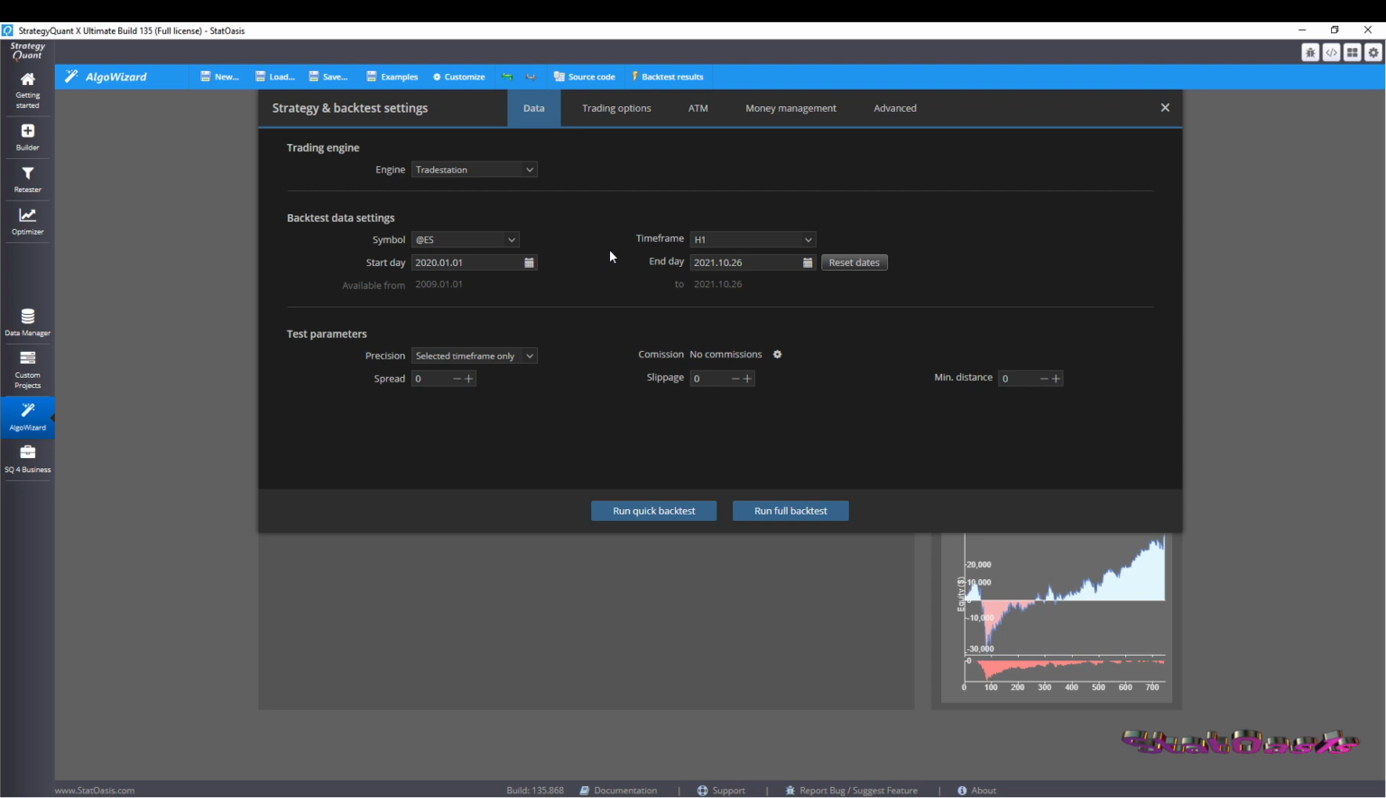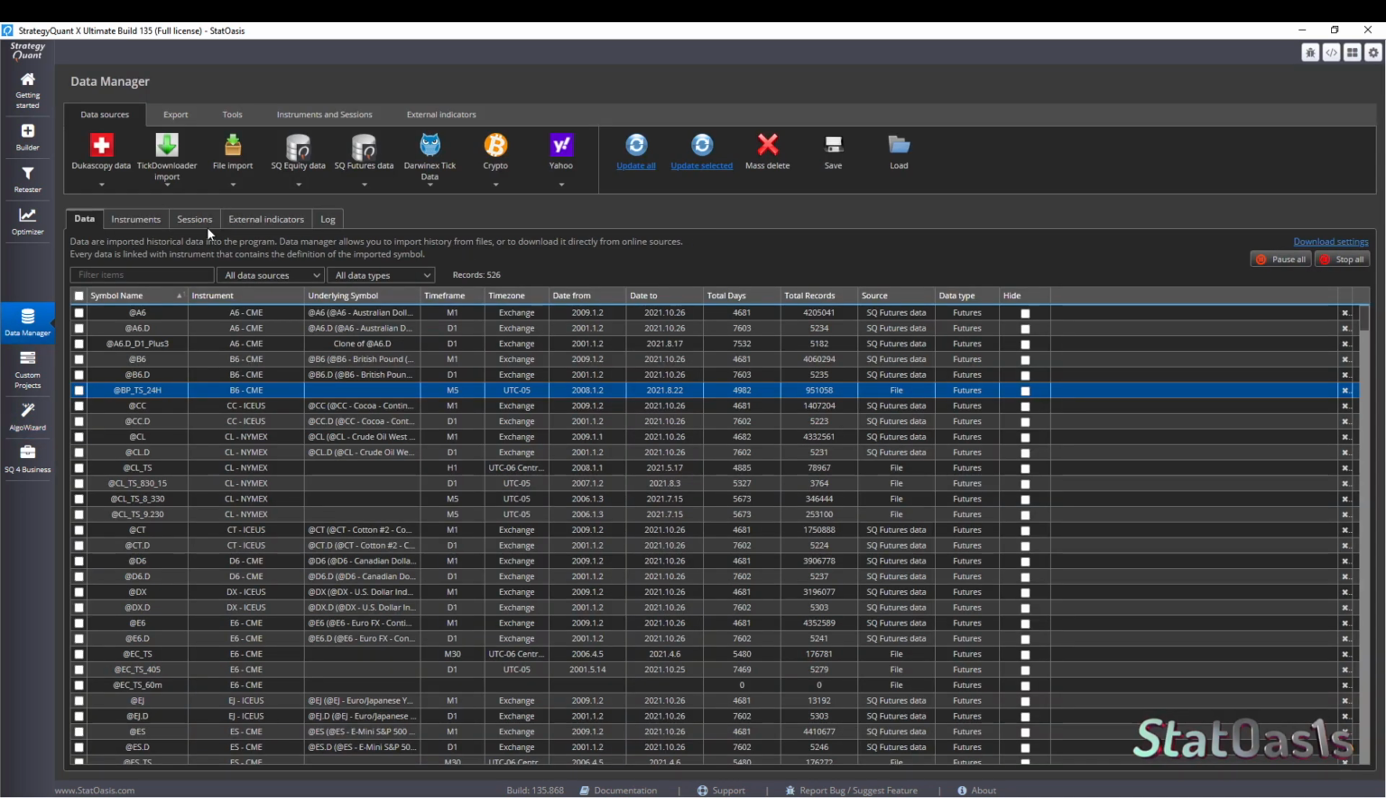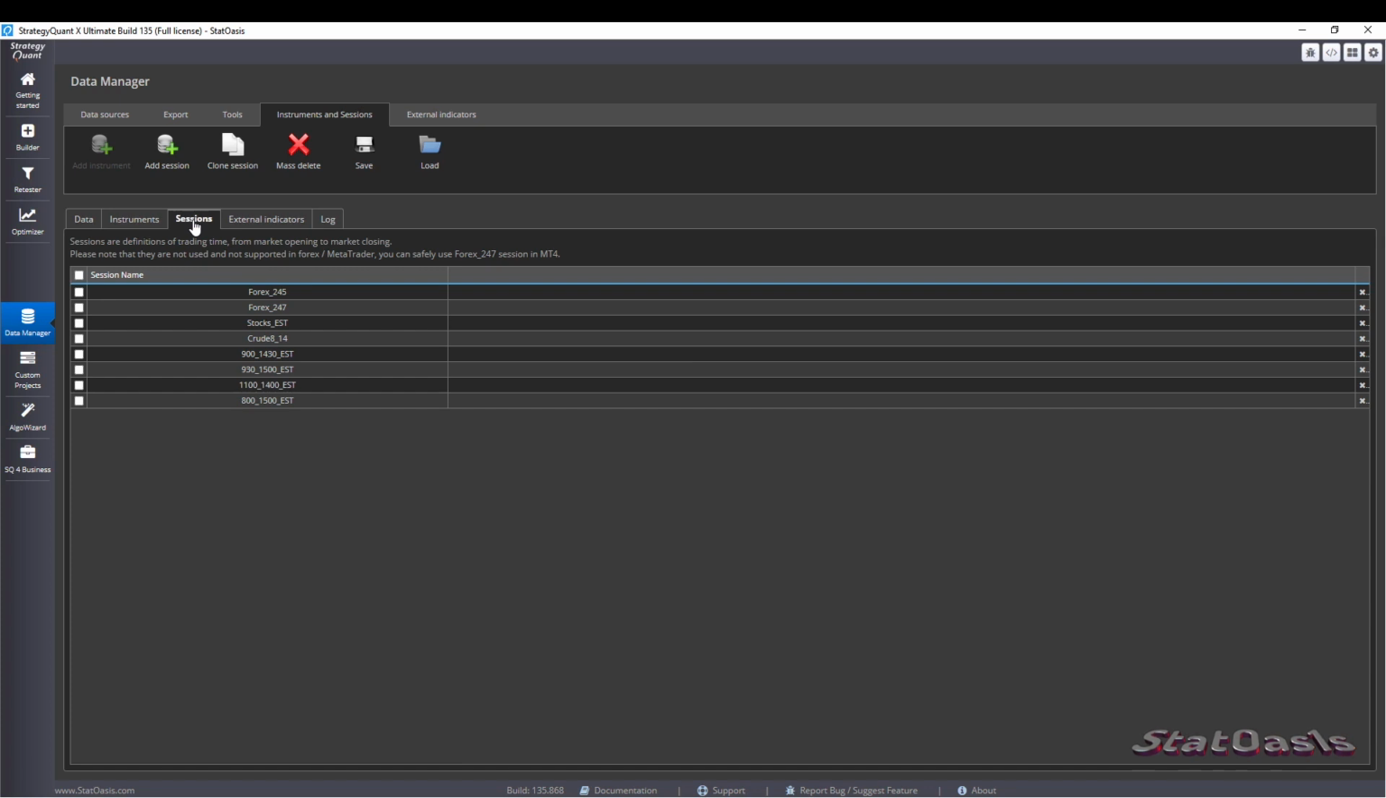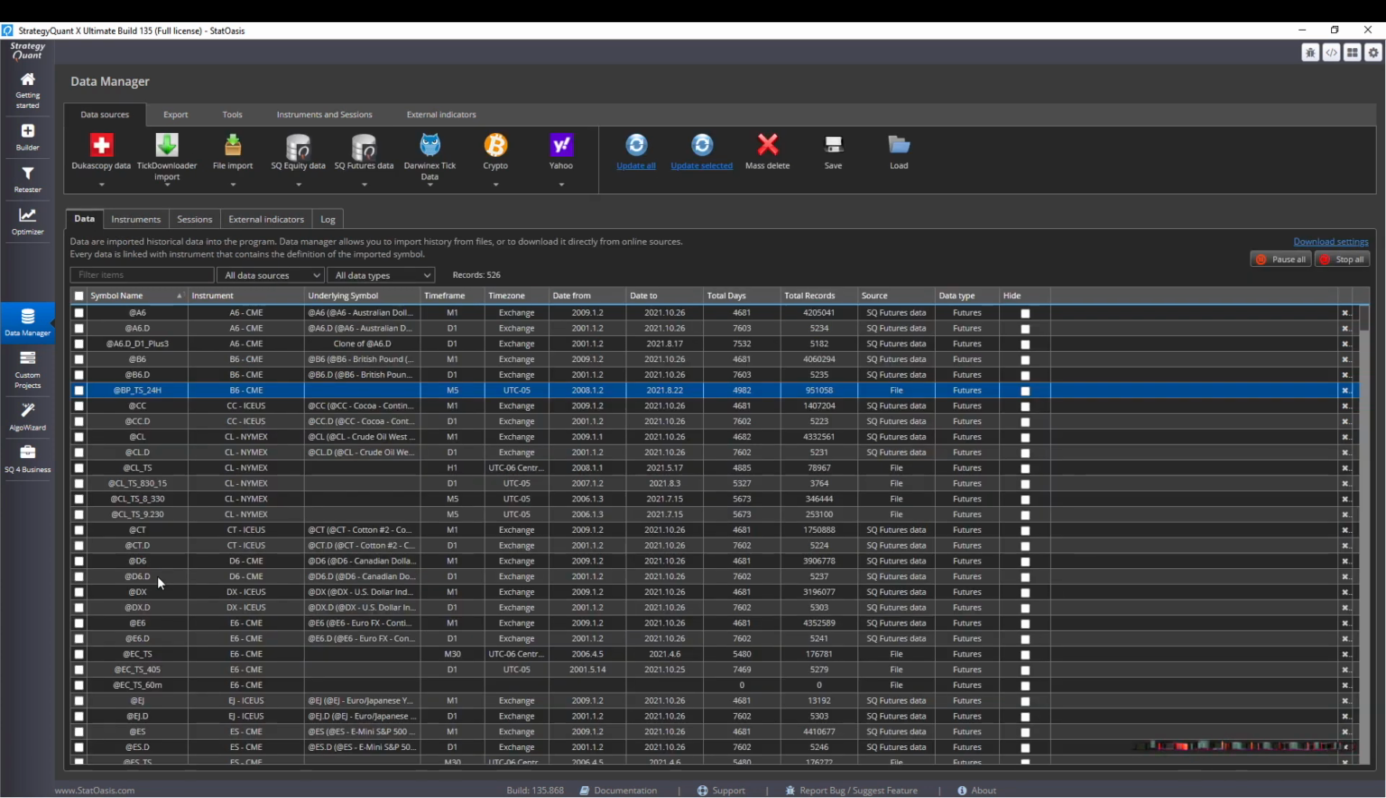The problem comes in when you want to limit the data. A perfect example is ES, and if you want to trade the ES only in the day session, that's the most active time. You don't want to trade after hours or pre-market, and you want to limit that. Of course, we have a tool here which is called sessions, and for example, let me show you.